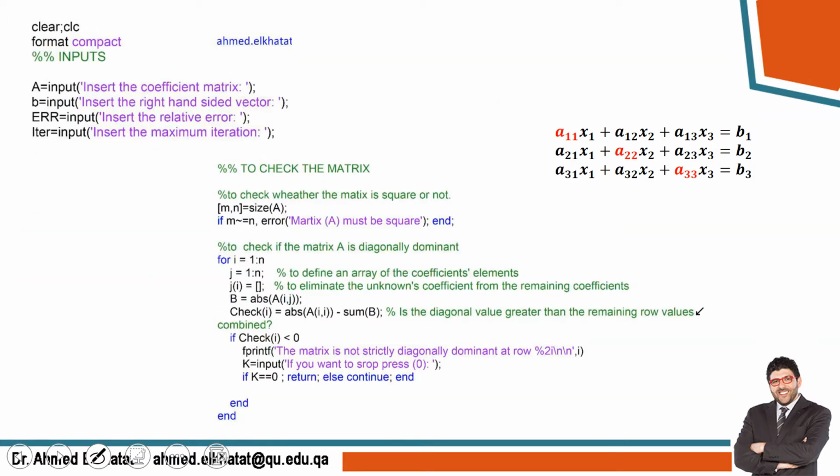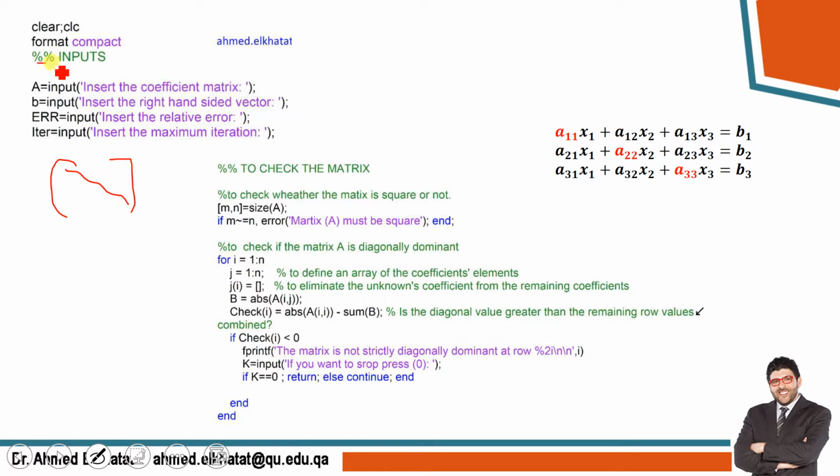Now, how do we perform it using Matlab? We said we have two conditions. The first, the matrix should be square. It's very important to solve the equation. The second, it is recommended to have a diagonally predominant matrix. So now we want to apply these two conditions to check.